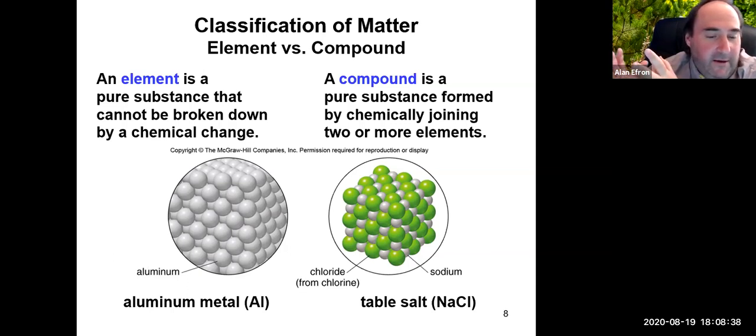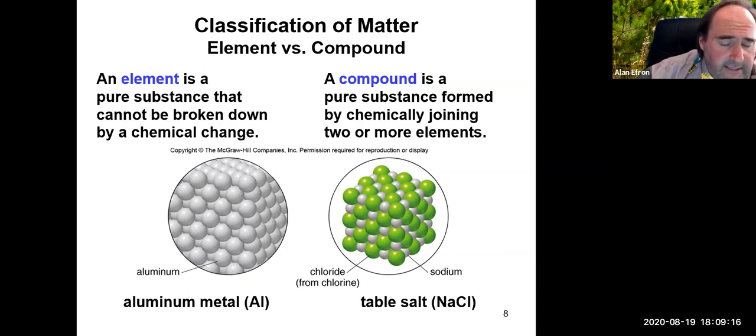Elements really can be thought of as sort of like the alphabet, right? There's only so many letters in the alphabet, but different combinations of those letters give us different words that have different meanings and so forth. Kind of the same idea here. Elements are sort of as far back as you could go. They're kind of the basic units of substances, and different combinations of elements, different ways they come together, different numbers of even the same elements will give us different compounds. So a compound is a pure substance that is formed by chemically joining two or more elements.